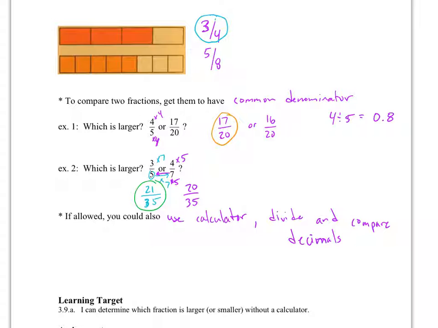0.8. And 17 divided by 20 equals, what's 17 divided by 20? 0.85. Which one's bigger, 0.8 or 0.85? 0.85. So if you're allowed to, you could do that with your calculator.